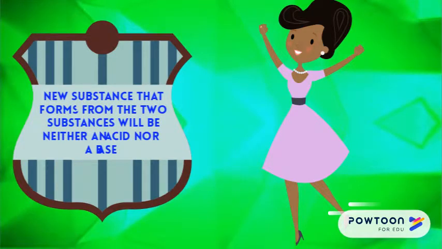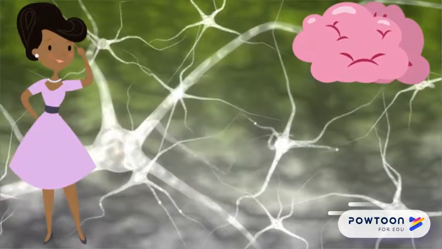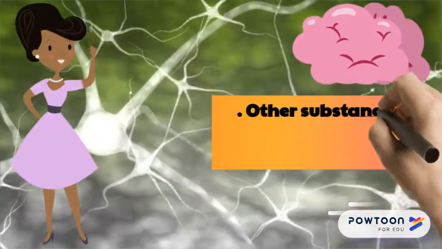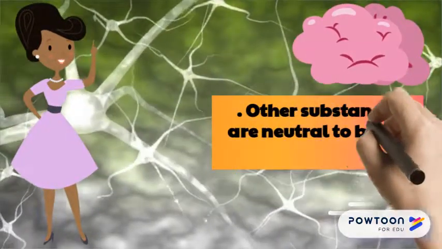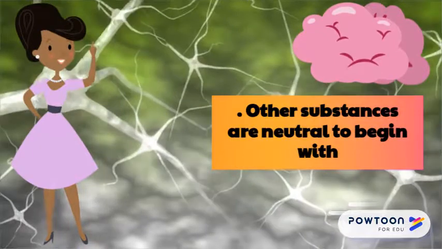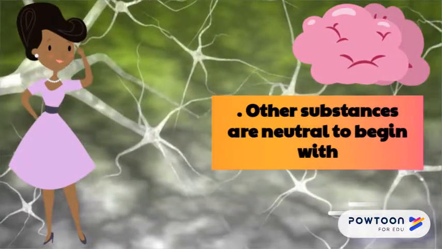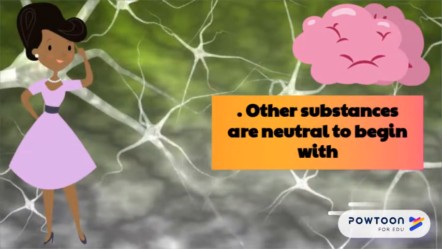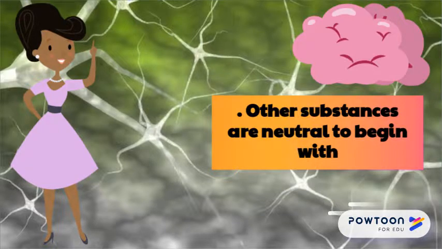Some neutral substances are formed when an acid is mixed with a base and a neutralization reaction occurs. Other substances are neutral to begin with. They are not the product of a neutralization reaction. The neutral substances that are the most well known are water, table salt, sugar solution, and cooking oil.